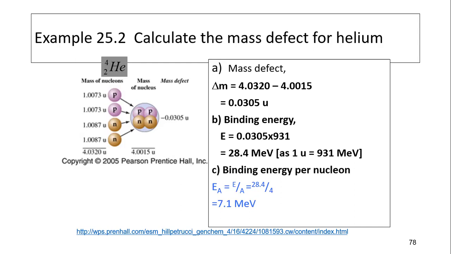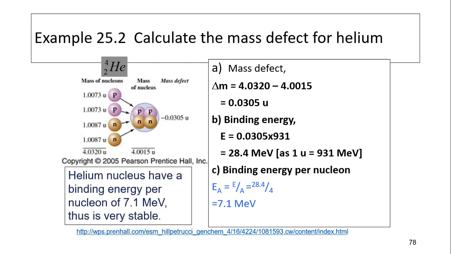I want to finish this part before I stop. Anything that's not clear? Clear, sir. So the helium nucleus has a binding energy per nucleon of 7.1 mega electron volts, thus very stable.